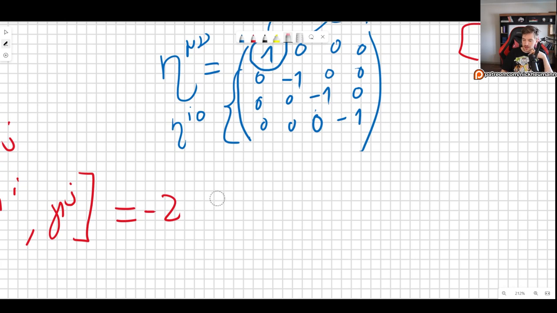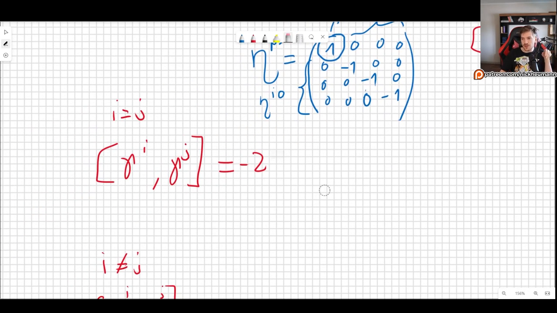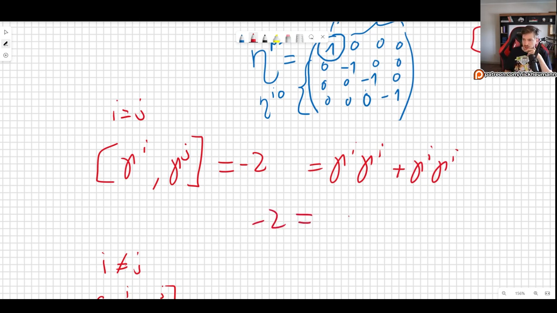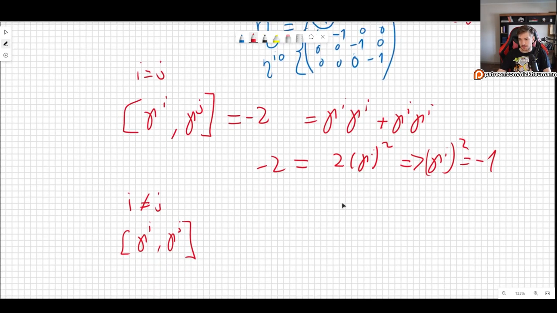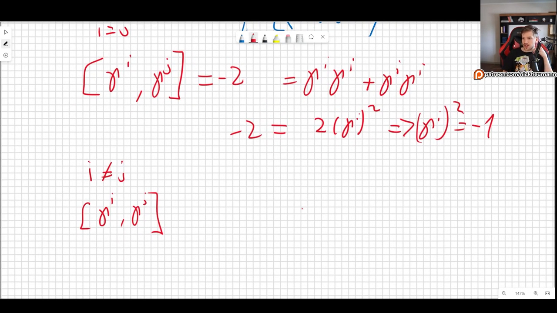If they are the same, then gamma I gamma j will be gamma I plus gamma I, because I and j are the same, so we get minus 2 is equal to 2 times gamma I squared. So here we get simply that gamma I squared is equal to minus 1. Before we got that it is 1, now it is minus 1. That's what we find from there.